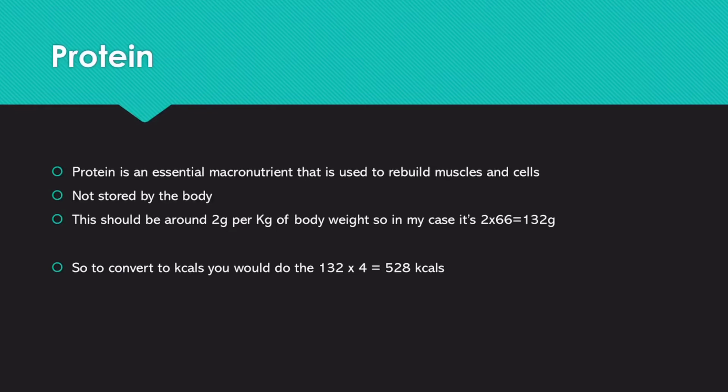Protein isn't stored in the body, whilst fats and carbs are stored in the body. And basically the way they work is that it's 2 grams per kilo of your body weight. So basically, if I weigh 66 kilos, like in the example, you just want to multiply that by 2, which will give you 132 grams.